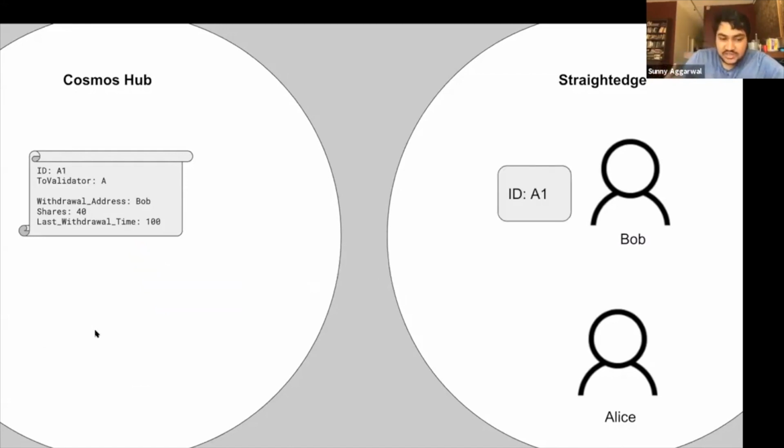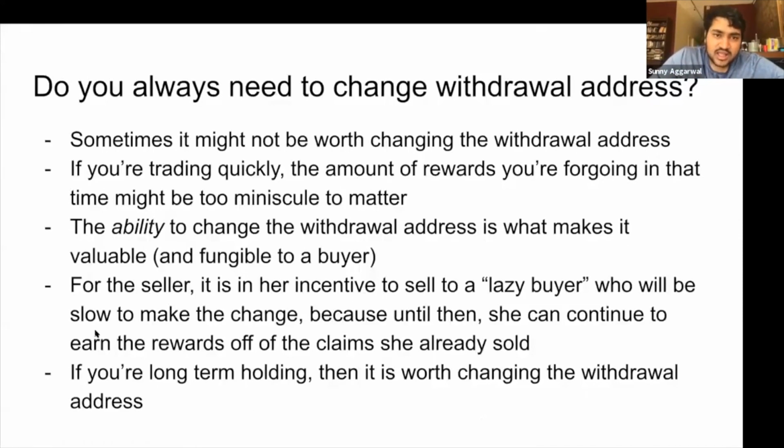So this is one of the more annoying parts, but this is sort of how it has to be done, so that the withdrawal address in state can be updated. The question is, do you always need to change the withdrawal address? I would say not always.